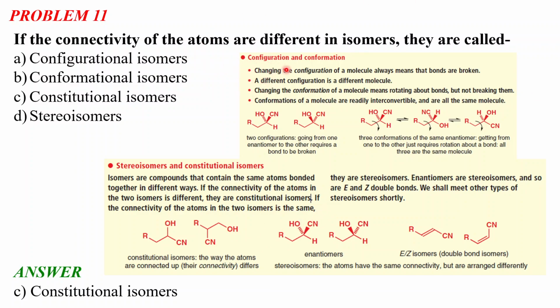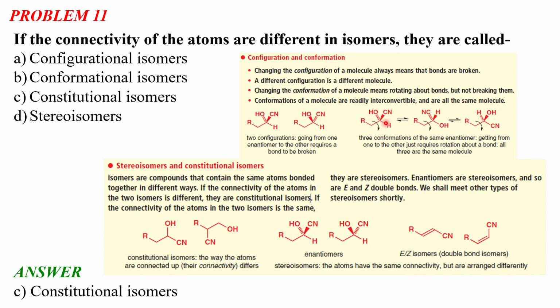For the terms conformation and configuration, changing the configuration of a molecule always means that bonds are broken. Going from one enantiomer to another requires bond breakage, and a different configuration means a different molecule. Changing the conformation of a molecule means rotating the bonds, not breaking them. Conformations of a molecule are readily interconvertible, so they are the same molecule.